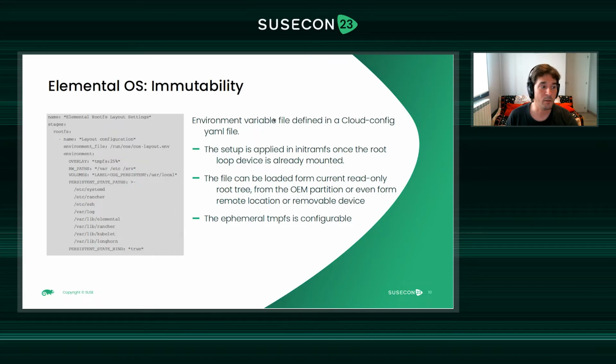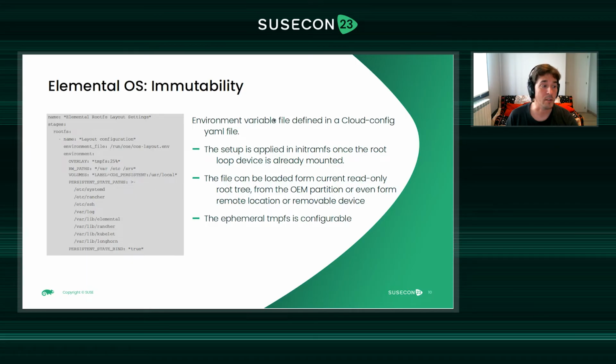We also configure which paths are going to be read-write. These read-write paths are the paths that are going to be ephemeral. In this case, the only paths that are ephemeral are var, etc, and srv. Then we define the persistent volumes, and we can have multiple persistent volumes, but usually just one is the way to go. Basically, we just define the label of the file system of the persistent partition and the mount point.